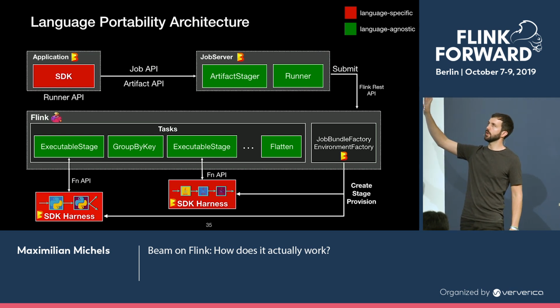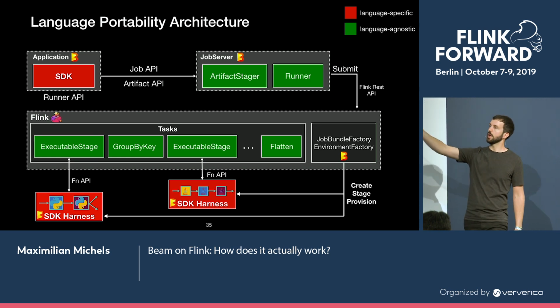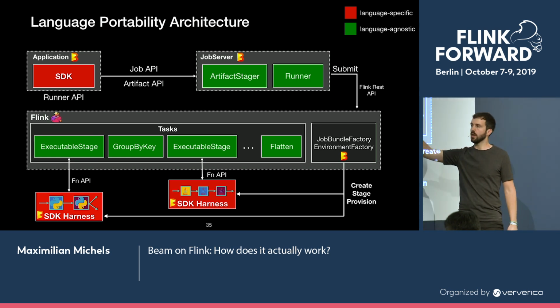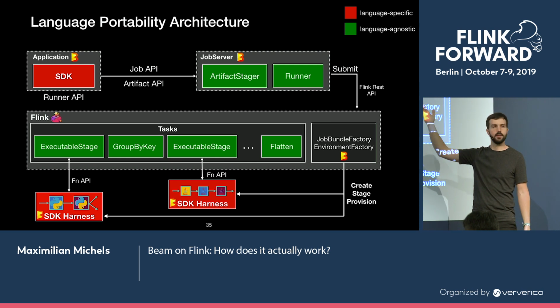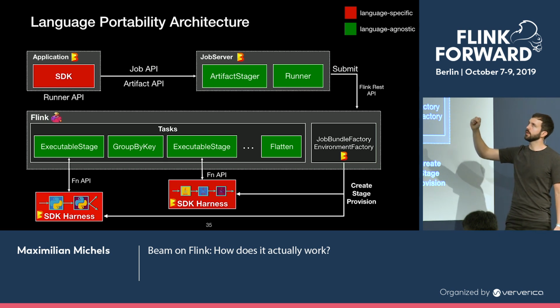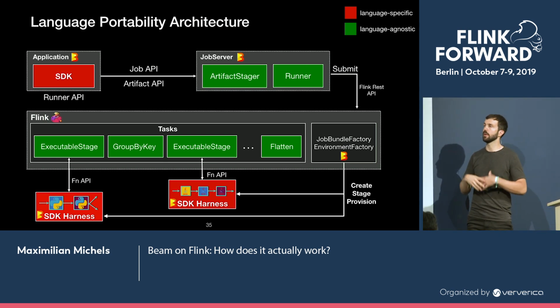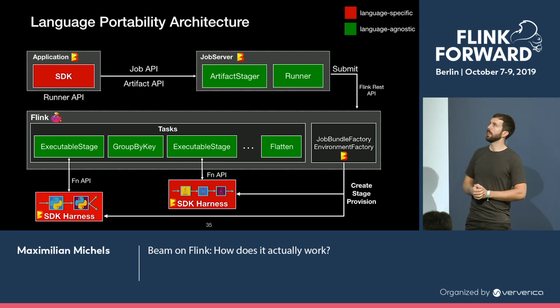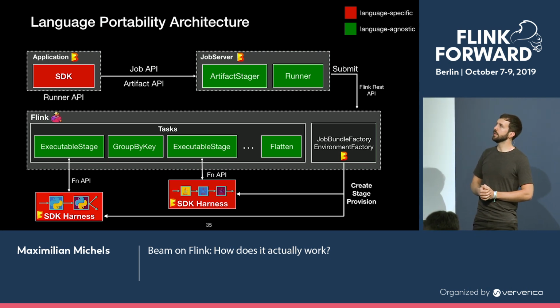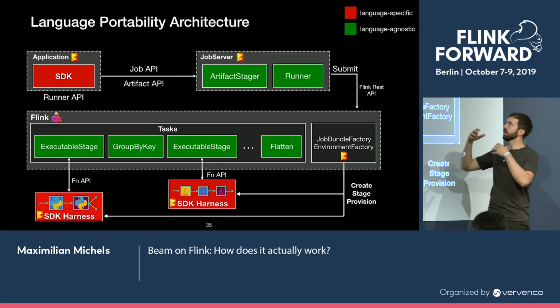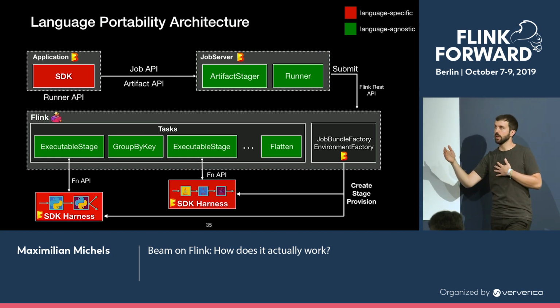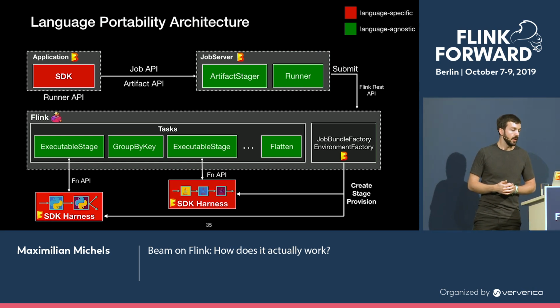That's why we have the job server. The job server has an artifact stager, which basically receives the Python pipelines or any dependencies that we require, and it holds these and stages them to, for example, a file system, there are different ways of doing it, and then also it takes the pipeline that we submitted and submits it to the Flink cluster.